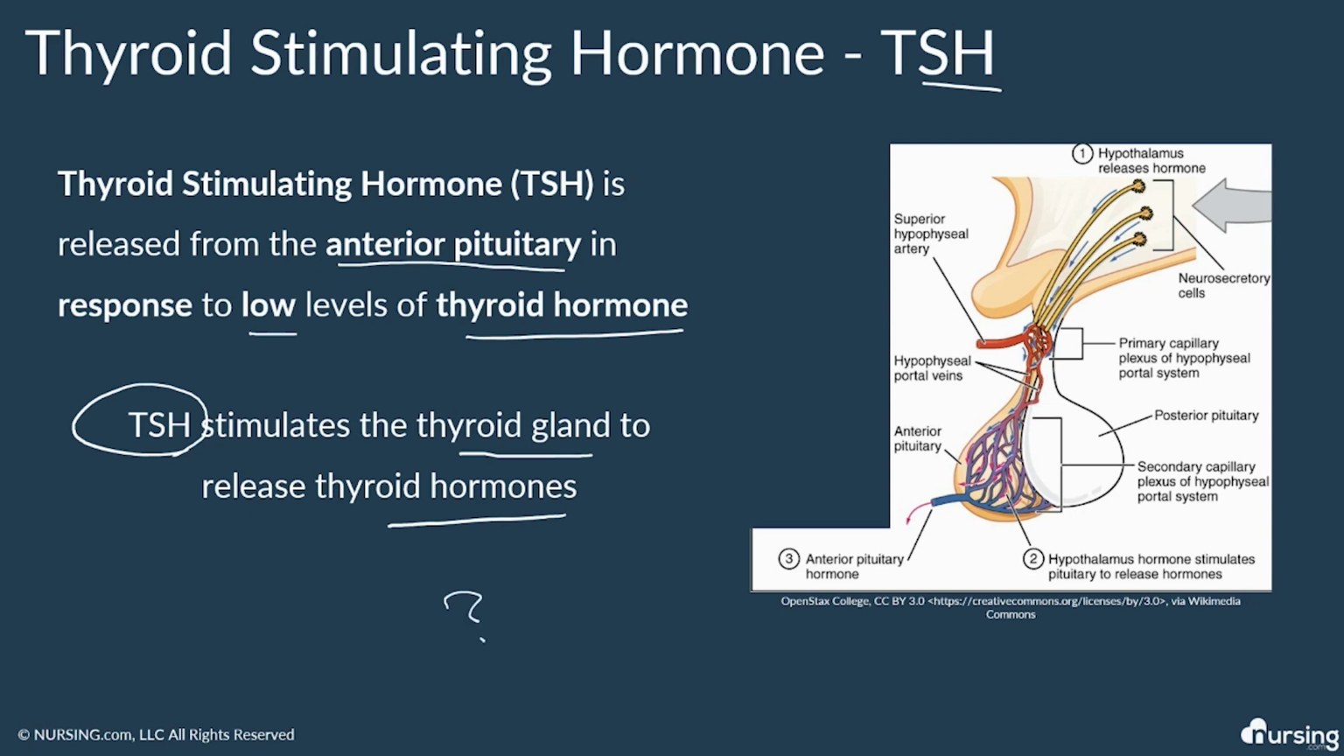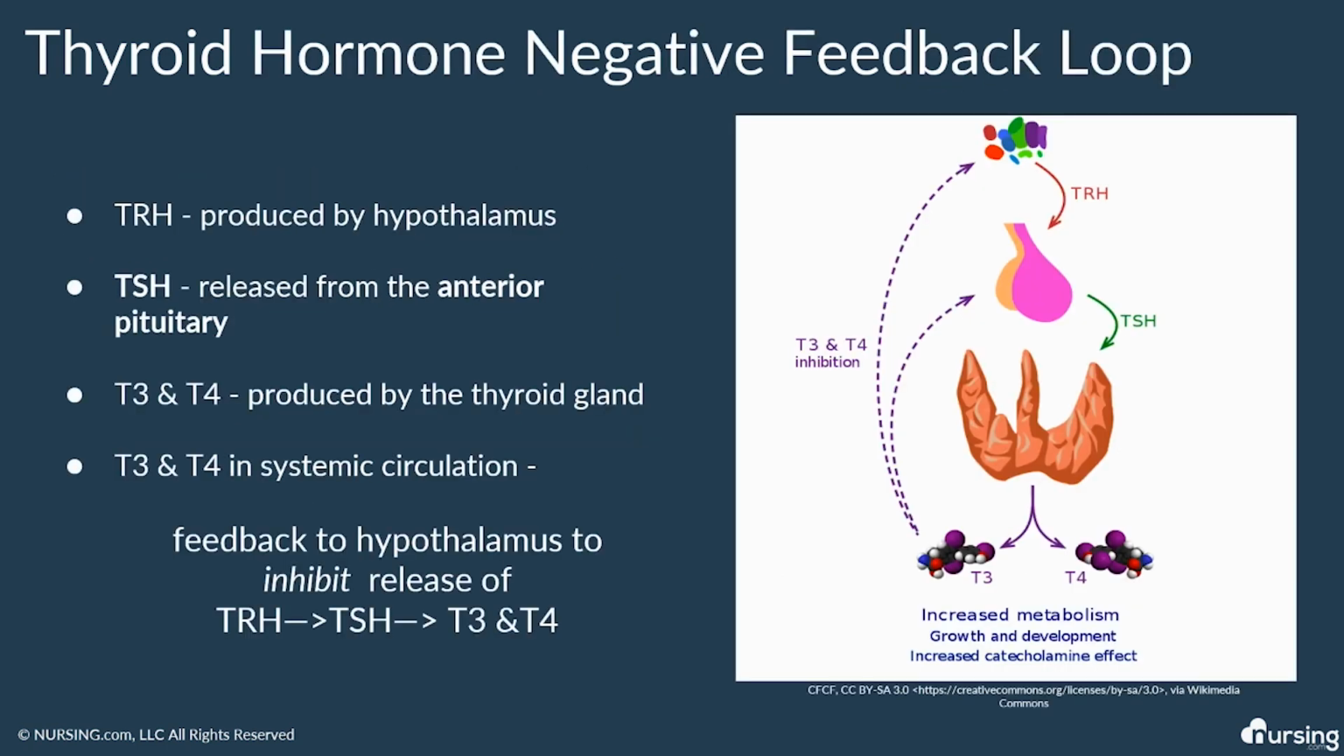Do you recall the hormone negative feedback loop system? Let's cover it briefly. TRH is produced by the hypothalamus. TRH is thyrotropin releasing hormone. It stimulates the anterior pituitary gland to produce TSH, the lab value for this lesson. TSH stimulates our thyroid gland to produce T3 and T4, the thyroid hormones.